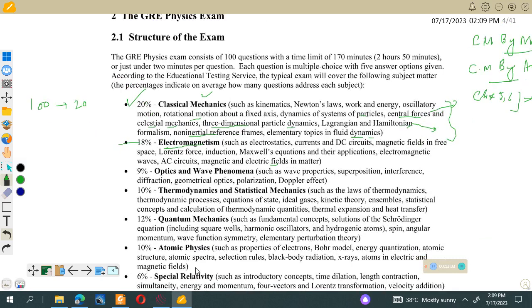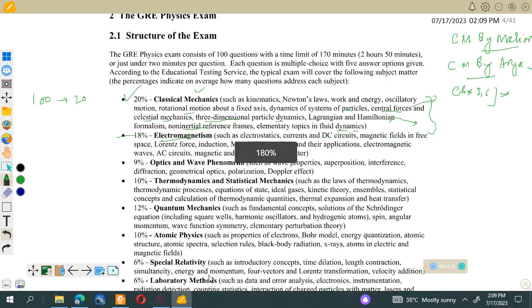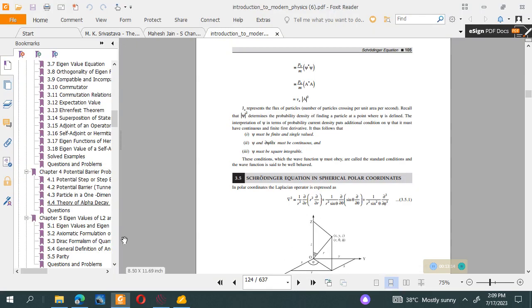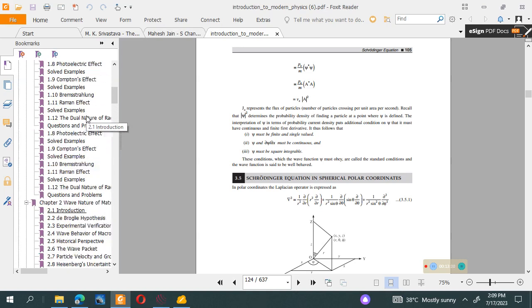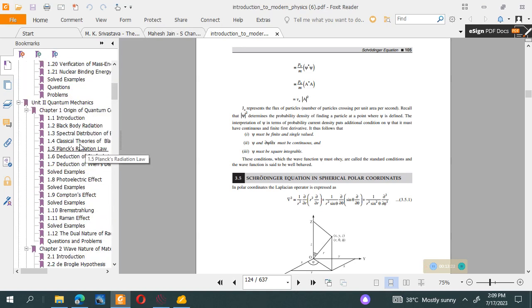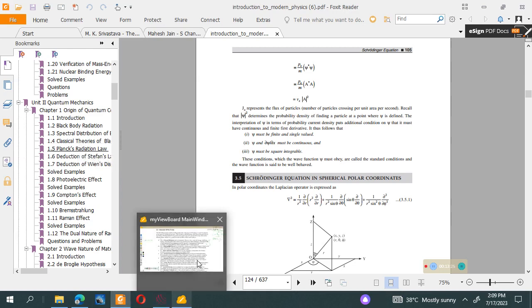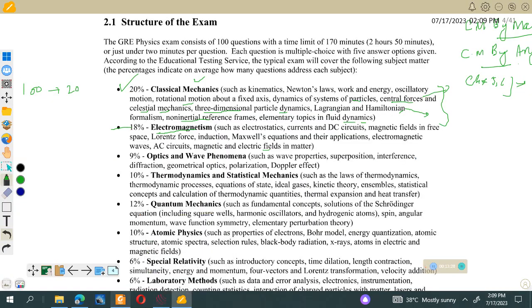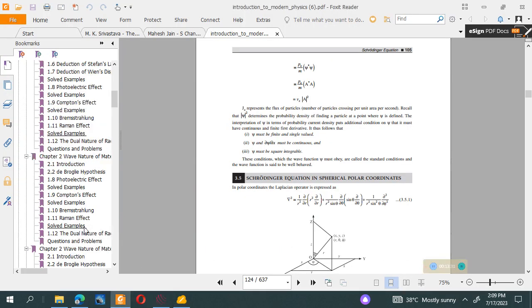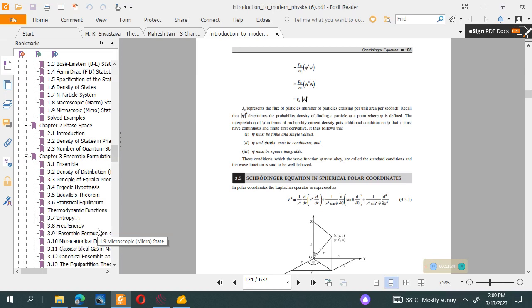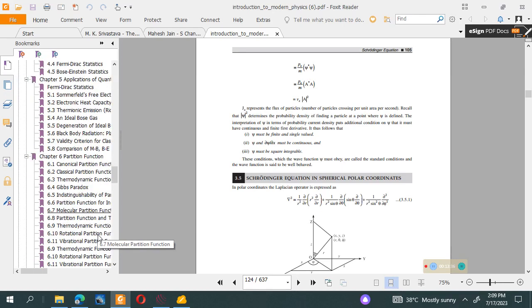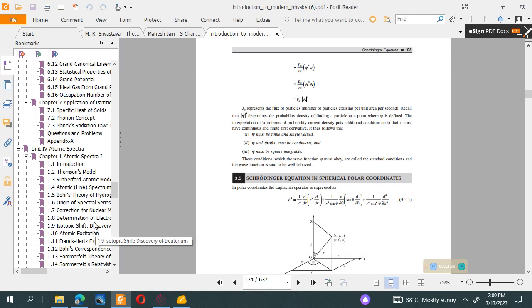And the next, atomic physics, such as properties of electron, Bohr model, energy quantization, and this percentage is almost 10%. So this book, because the title of this is modern physics, contains a very good portion of modern physics as well. Atomic physics. The last portion of this book is about atomic physics, from the atomic spectra.